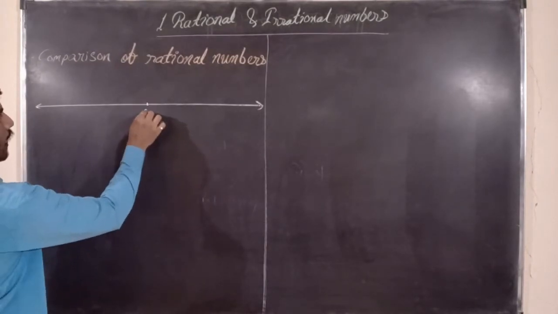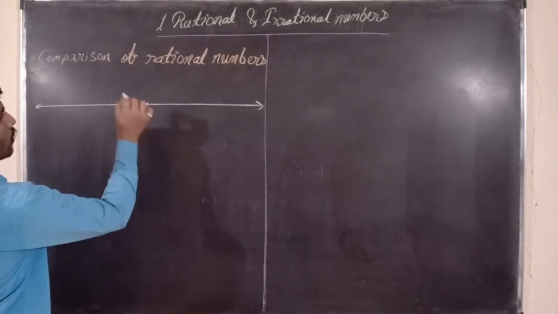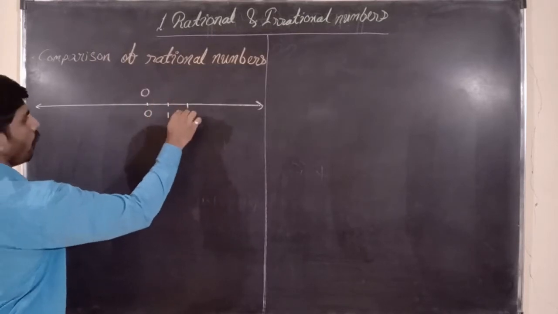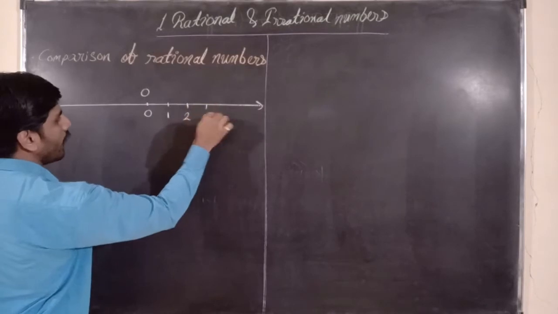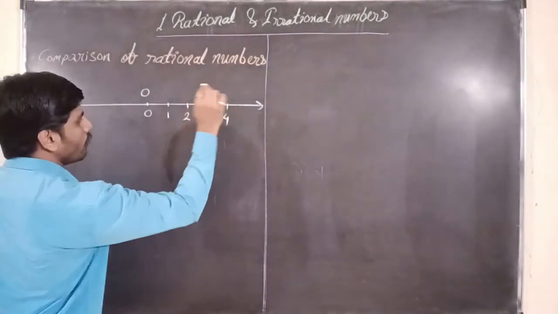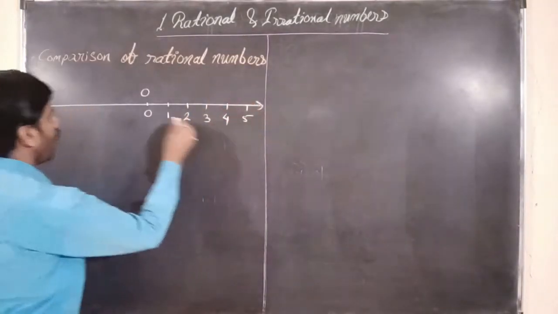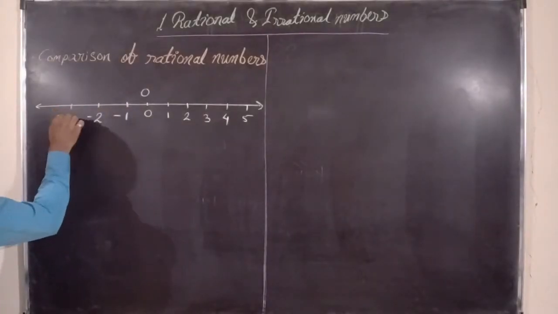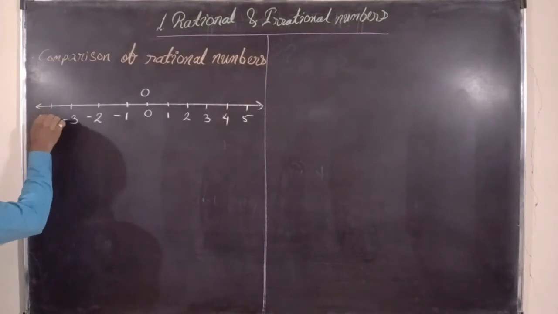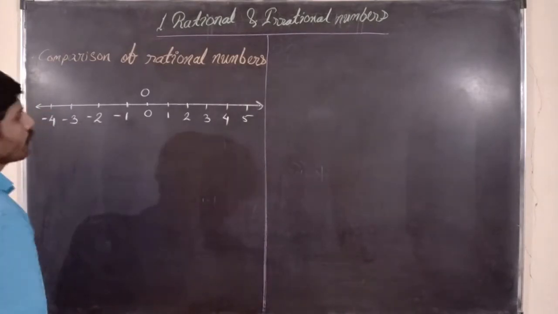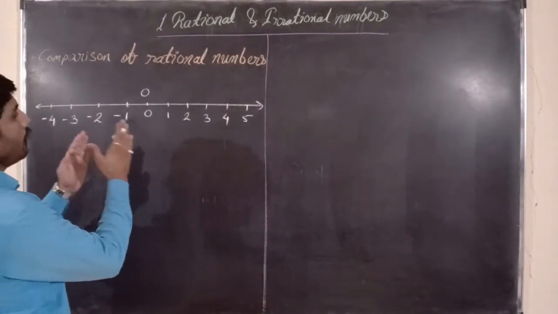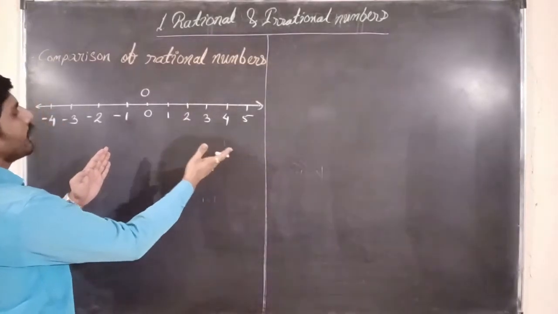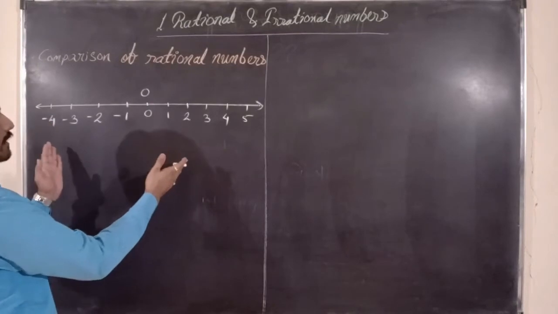Again, this is a real number line. 0 is present in the center, which is called the origin. All positive numbers are present on the right hand side of 0 and negative numbers are present on the left hand side of 0. Now on this real number line, numbers present on the right hand side are always greater than the numbers present on the left hand side.